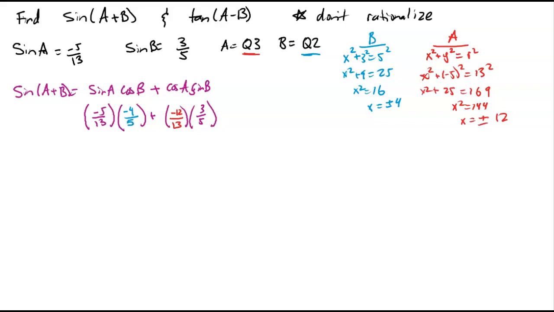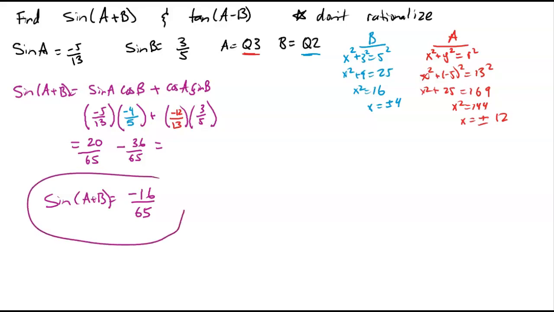Okay, once I got that, notice I don't have any radicals. That's nice. So I can just go ahead and multiply it all together. So this is going to leave me with 20 over 65. And then positive, negative, positive. So this will be a minus 36 over 65. Now I can continue this problem a little bit more, right? And this will actually give me, I'll put it down here, sine of A plus B. And so this is going to give me a negative 16 over 65. And that's my answer, okay?